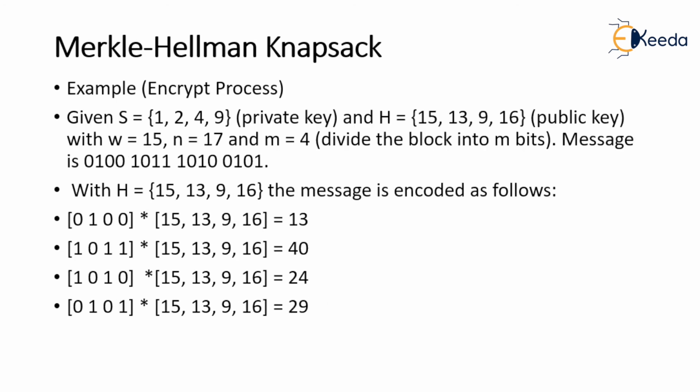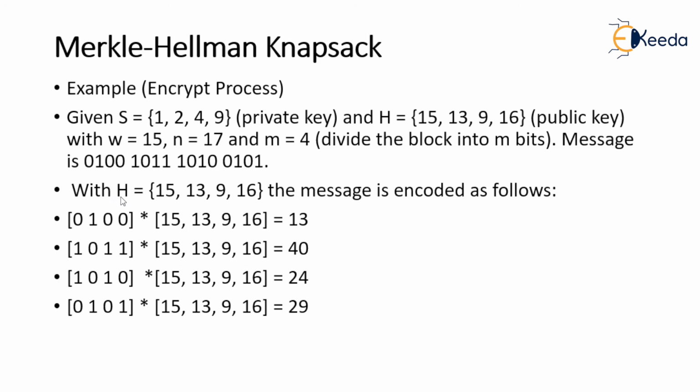So how do we start with the encryption process? Suppose we have been given the set 1, 2, 4, 9, which is considered as the private key, as this is a super increasing knapsack, and the set H which we derived from the super increasing knapsack, which is 15, 13, 9, and 16. This H is considered as the public key. We have a multiplier of 15 and the value of N is 17. So M is 4, which means we divide the plain text message into blocks of 4 bits. So we have divided the message into blocks of 4 bits each.